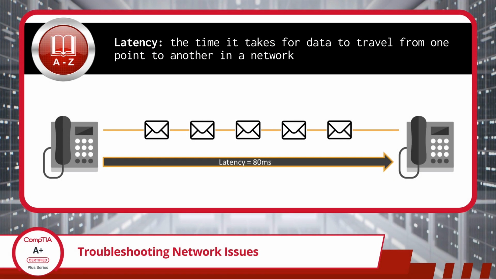Latency, in simple terms, refers to the time it takes for data to travel from one point to another in a network and is often measured in milliseconds. This can also be thought of as the delay between sending a message and receiving a response. Several factors can contribute to latency issues. Firstly, the physical distance between devices has a direct impact on latency. Understandably, the farther apart two devices are, the longer it takes for data to travel between them.